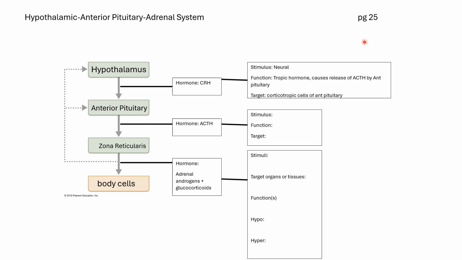This is page 25. Now over here we are talking about zona reticularis of the adrenal cortex. This is also under the influence of the hypothalamus and anterior pituitary. The hypothalamus secretes CRH, the anterior pituitary secretes ACTH, and then under the influence of ACTH, zona reticularis secretes adrenal androgens and glucocorticoids. You can go over this. I have tried to fill this for you. Now let me move ahead.